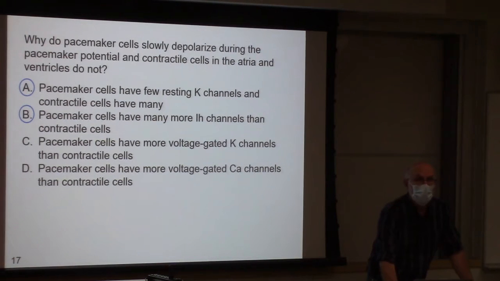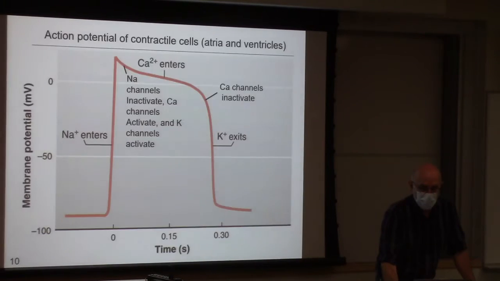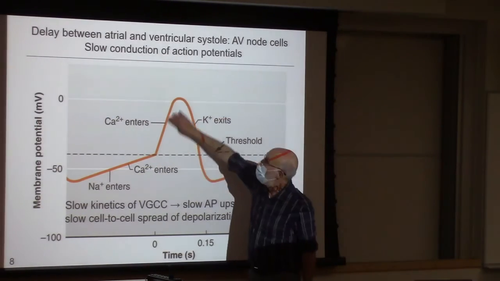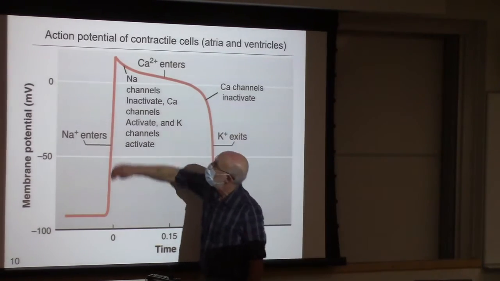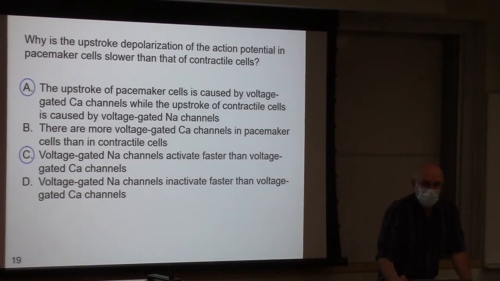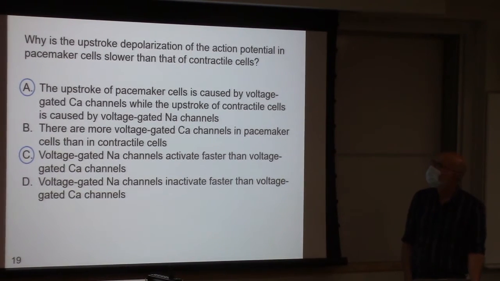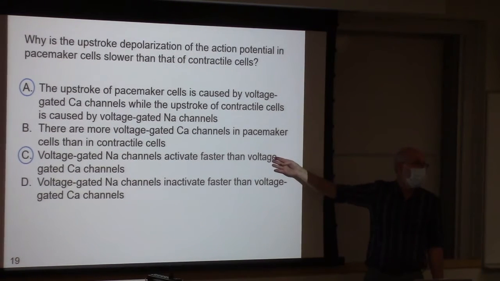Other questions? Upstroke in pacemaker cells is slower than that of contractile cells. That's true. I mean, what we're getting at here is upstroke in pacemaker cells is slower than upstroke in contractile cells. Calcium channels versus sodium channels. Sodium channels are fast, calcium channels are slow.